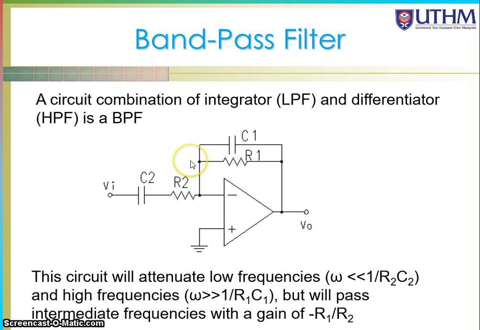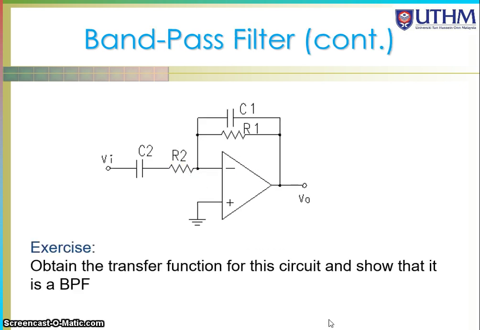Okay, the circuit will attenuate at low frequency and high frequency, but will pass intermediate frequencies between the high cutoff and low cutoff. Meaning that if this is a short circuit and this is an open circuit, you are left with only R1 and R2, and this is to the inverting terminal of your op amp, so the gain will be minus R1 over R2. That's the gain, the maximum gain.